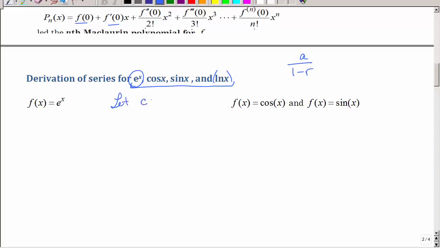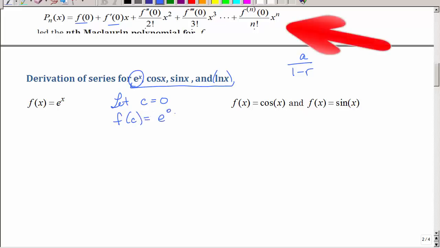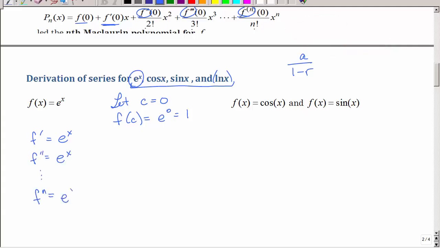So I'm going to let c equal 0 and evaluate my function at c, which of course would be e to the 0, which is 1. But now I need to find first derivatives, second derivatives, and third derivatives evaluated at c. So the first derivative is e to the x. The second derivative is e to the x. And yay, this is really easy because it's always e to the x. And when I evaluate those derivatives, they're always also going to be 1. Well, that's pretty easy.